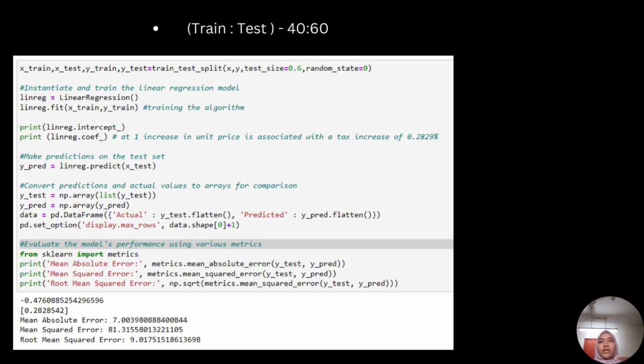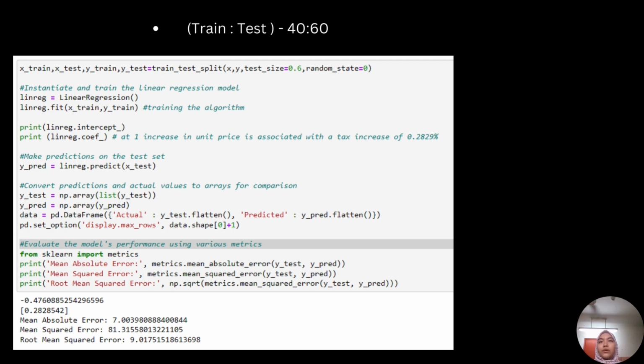So for the next train test split is 60%, which is the test size is 0.6 and then the random state is 0. So we find the value for the linear regression intercept, which is negative 0.4761, and then the value for the linear regression coefficient, which is 0.2829, which means a one unit increase in unit price is associated with a tax increase of 0.2829%.